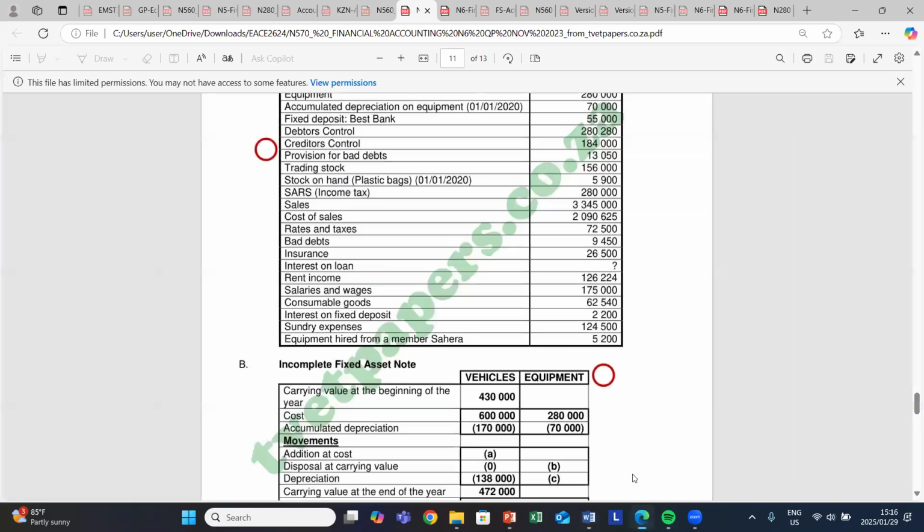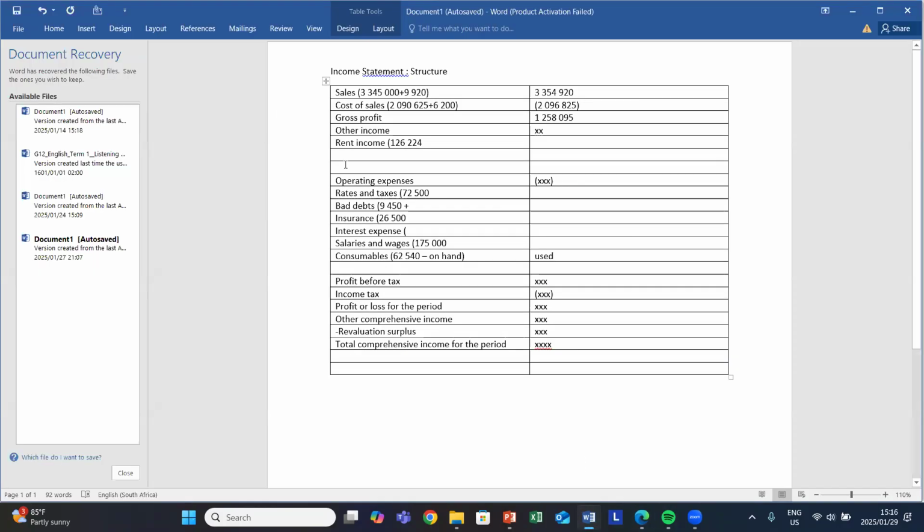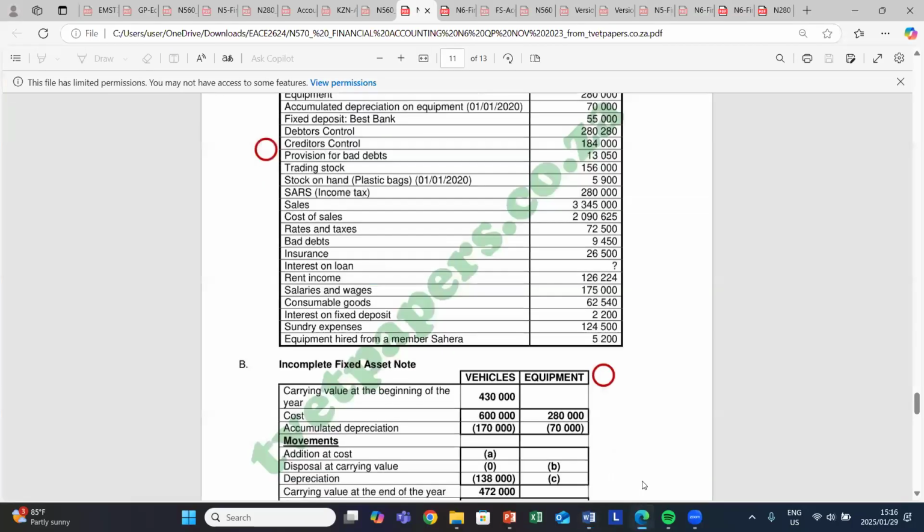Be vigilant about it. We also have interest income. Our interest income is 2,200. And also we have sundry expenses, 124,500.